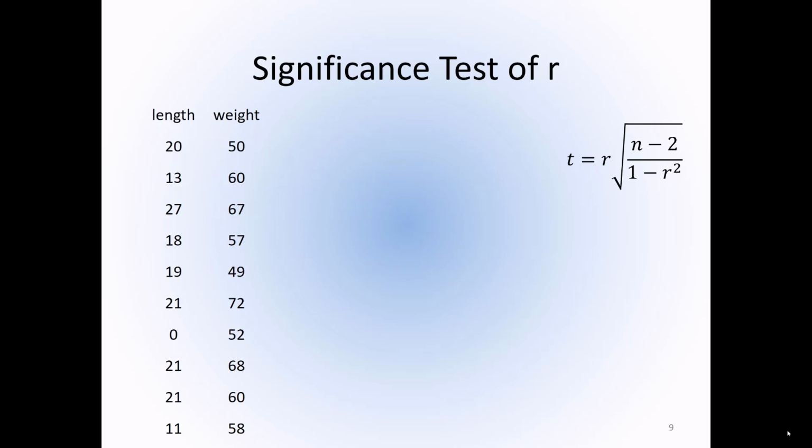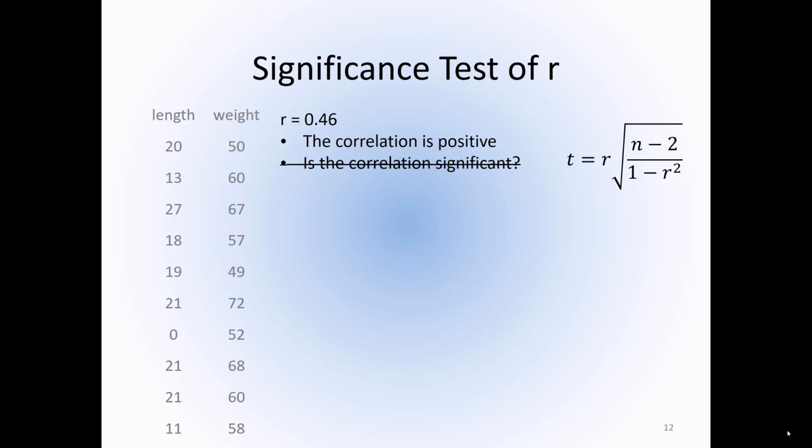So we can go back to our length and weight data from the previous video's example, and we know that the correlation coefficient is 0.46, so we've got a positive correlation. It seems to be moderately strong, not super strong, and we're interested in testing if the correlation is significant or not. Well, before we go ahead and answer this question, first question is to answer how strong that relationship is.